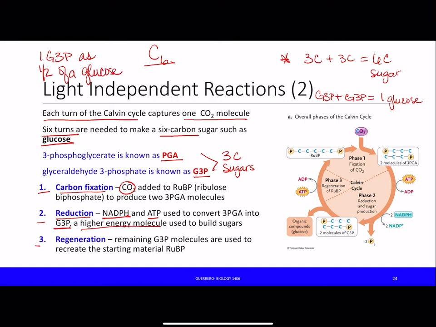And then the last step is regeneration. In regeneration, the remaining G3P molecules are used to restart the process. Okay, so they're used to recreate our starting material so that we can do carbon fixation again.